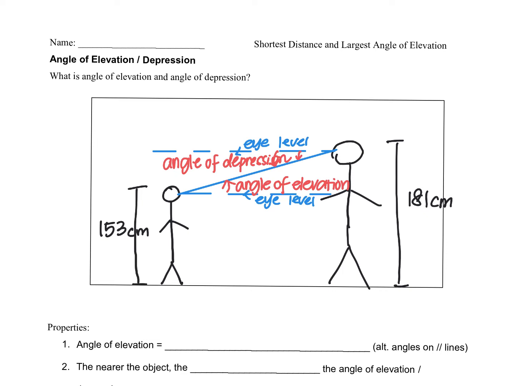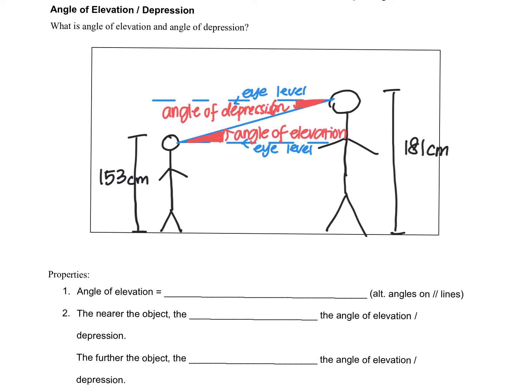Something to take note, something extra. Both of them are parallel lines and you have one angle of elevation and one angle of depression. Can you tell me what's the relationship between these 2 angles over here? Alternate angles. So if they are alternate angles, they are equal, aren't they? Yes, so first set of notes: angle of elevation is equal to the angle of depression, by the fact that they are alternate angles on parallel lines.